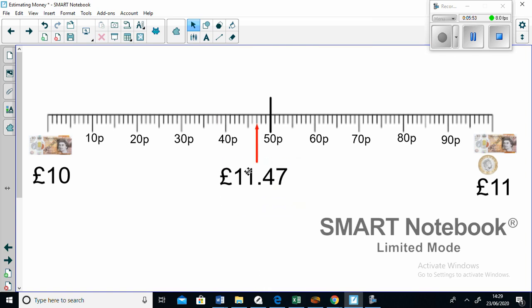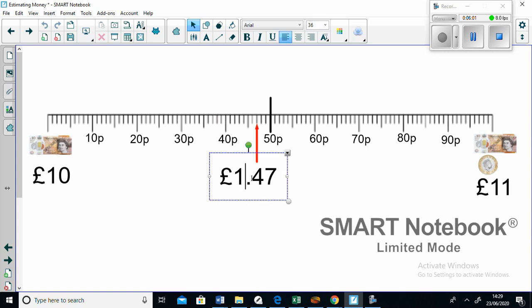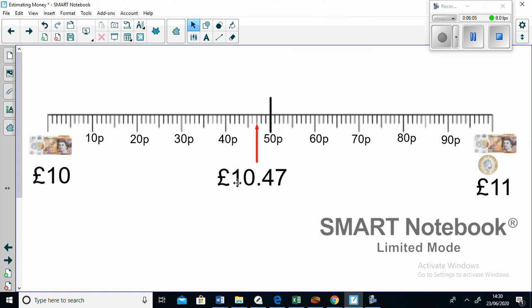£11.47. So, is it closer to £11 or is it closer to, sorry, my mistake, I do apologise, £10.47. Is it closer to £11 or is it closer to £10? Well, you can hopefully clearly see it's closer to £10 because it's just on this side of that halfway marker, so I'd round it down to £10.